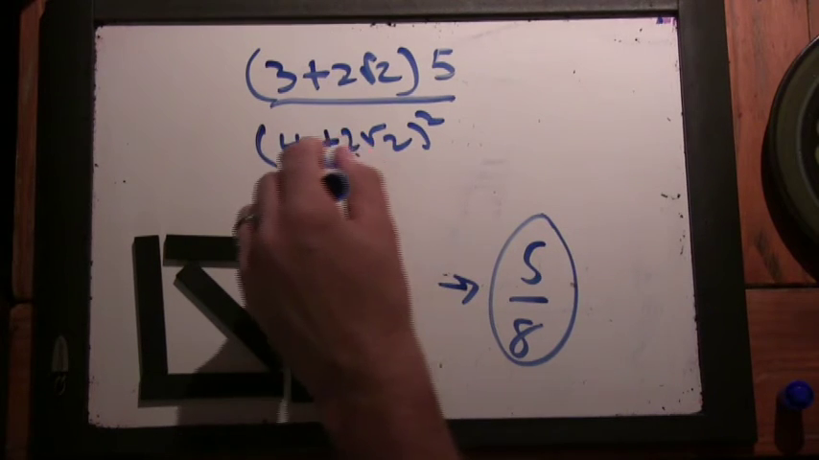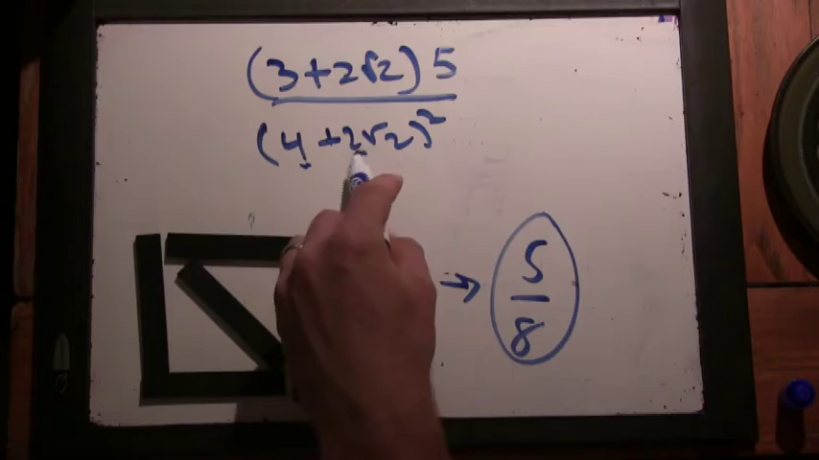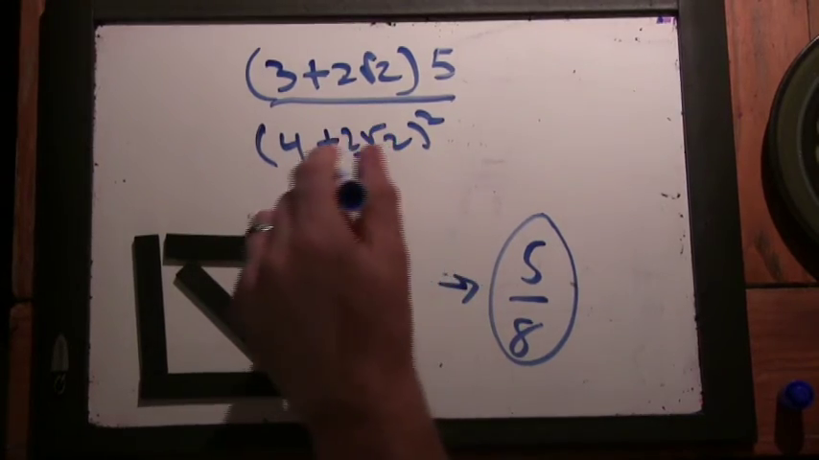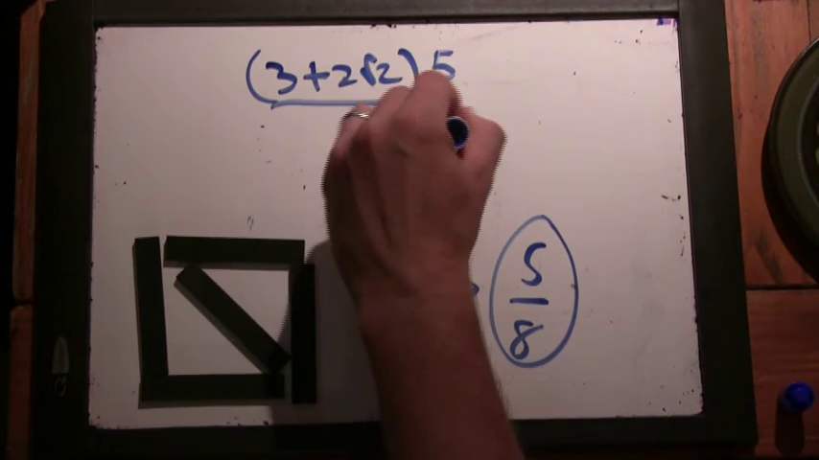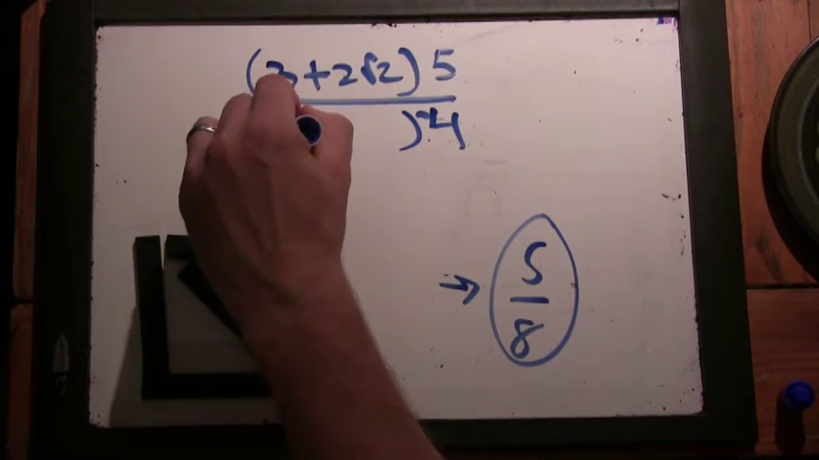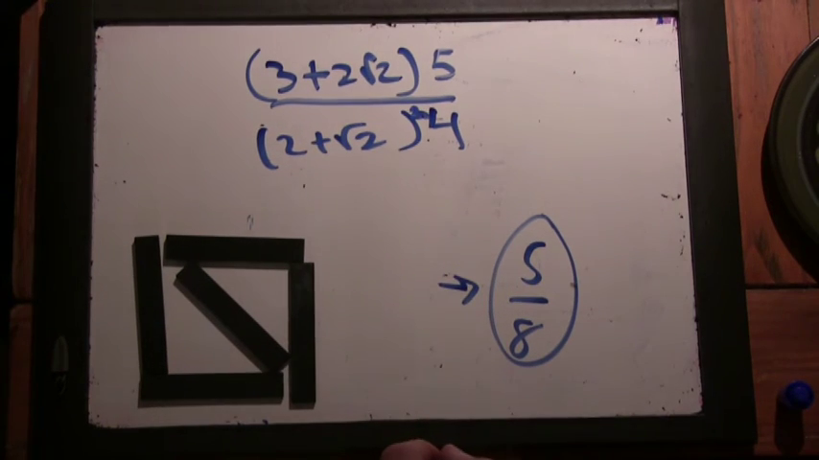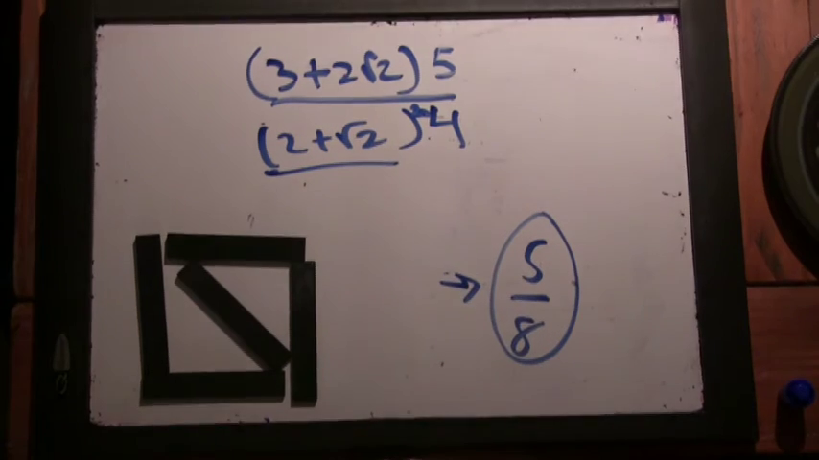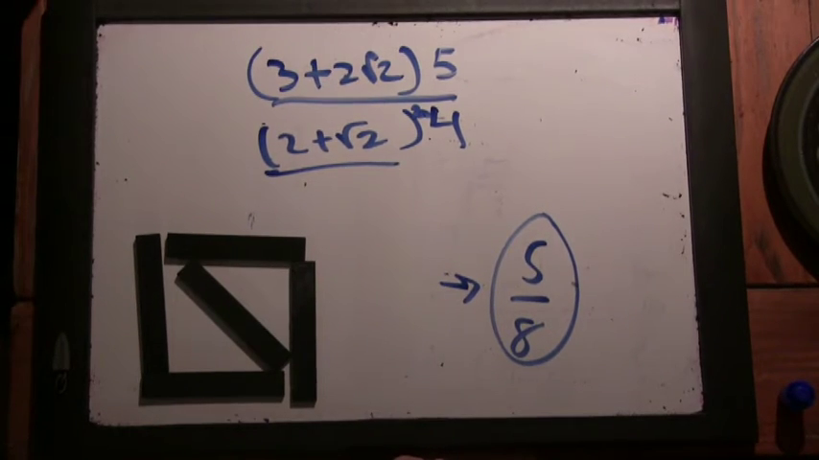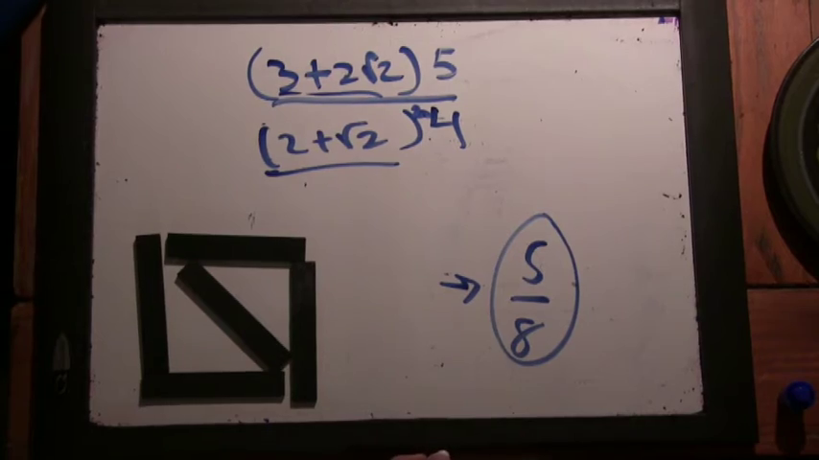We can actually take a 2 out of this as well. And when we take a 2 out of the squared, it becomes a 4. So this becomes 5/4 and 2 plus root 2 on the bottom squared. Now you just have to multiply out 2 plus root 2 and compare it to 3 plus 2 root 2 and then multiply by 5/4.